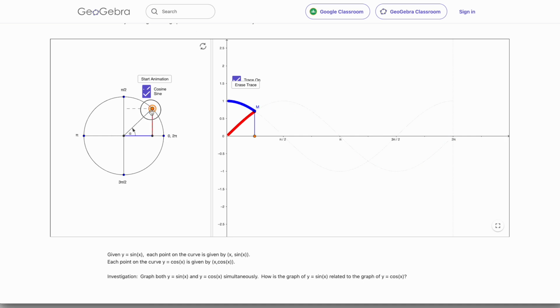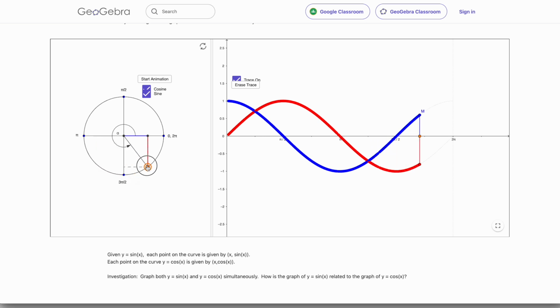They cross at pi over 4 because they are the exact same numbers at pi over 4. And then they cross again at 5 pi over 4 because they're both negative, the same number at that point. And they cross like that.